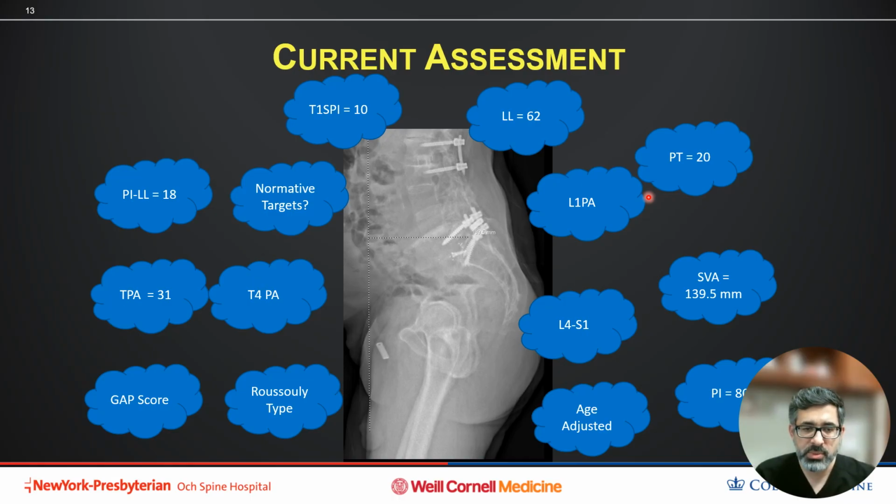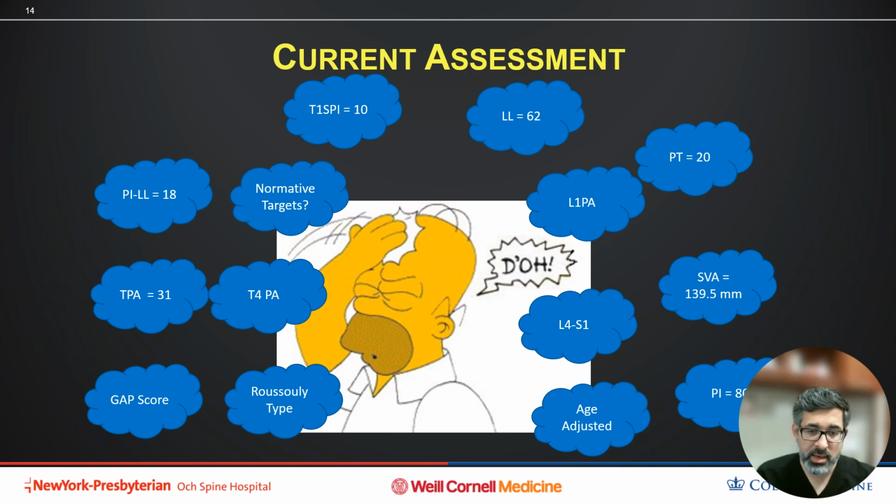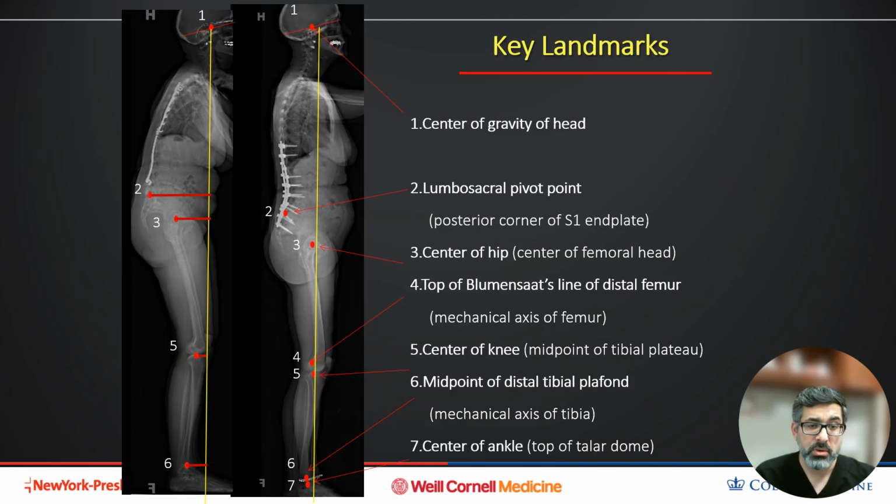But as you can see, this is becoming quite complex. We have a lot of parameters, a lot of different classification systems, a lot of goals to look at for each specific patient, and that can become complex and confusing. And so overall, though, the goal really is for us to have a patient who is standing upright, whose center of gravity of the skull is over the hips, which is over the knees, which is over the ankles. So that's really the ultimate goal. But how do we get to this goal?